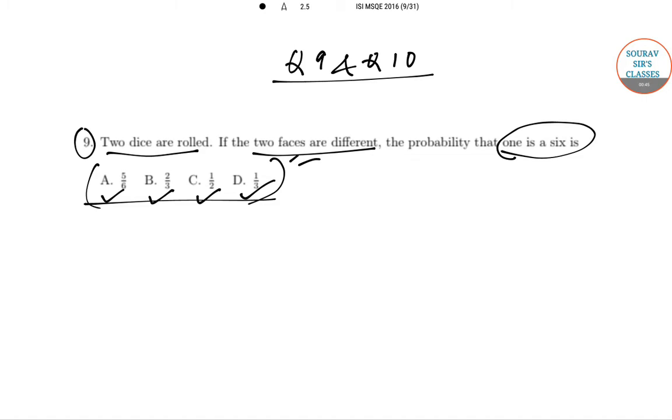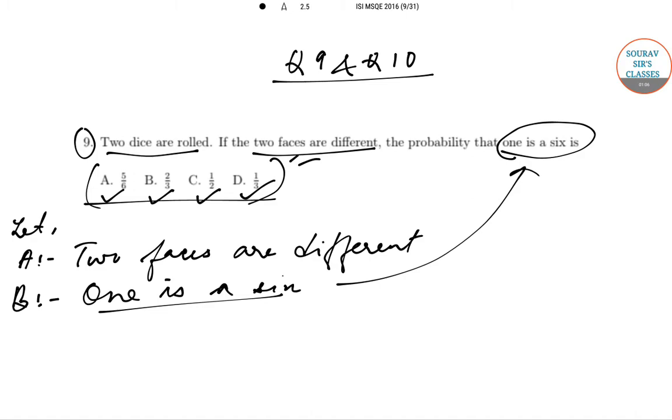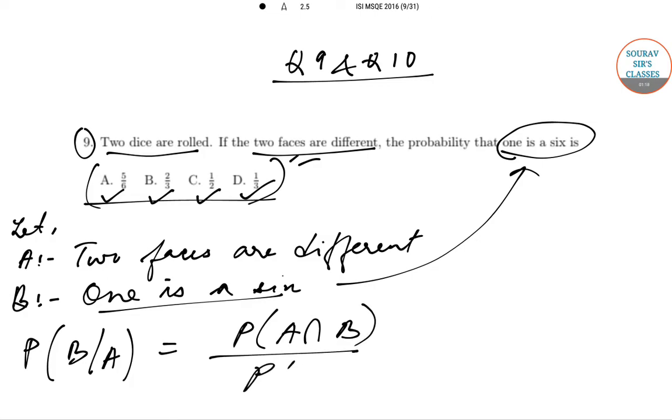So let's begin. Before that, we'll define two events. Let A be the event where the two faces are different, and B be the event that one is a 6. So the required probability will be P of B upon A, and that is given by P of A intersection B upon P of A.